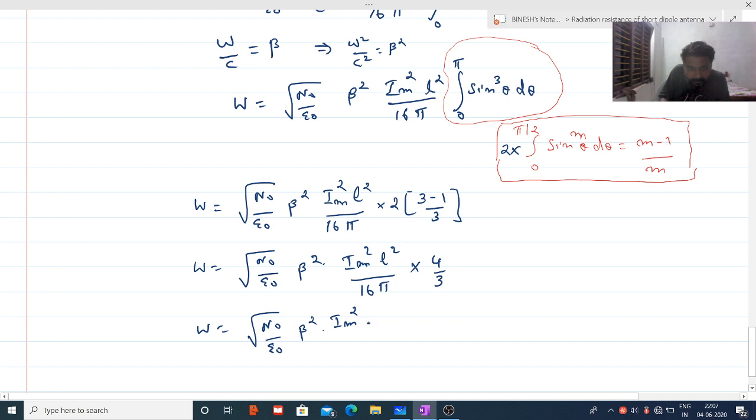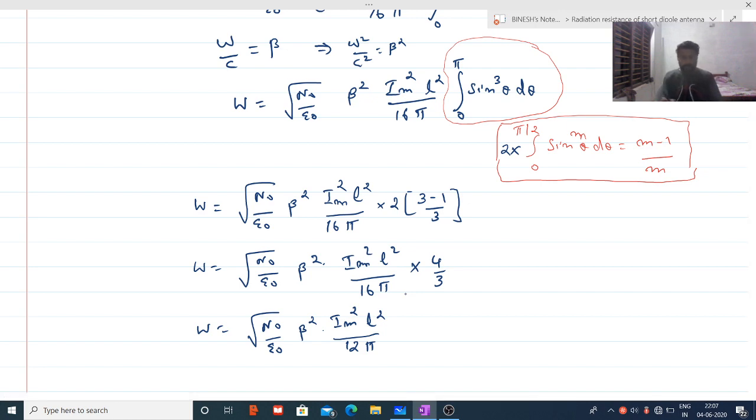I'm writing each and every step, okay, that's why. 16 pi, sorry, 16 pi, that is this 4 and 4. Look at it, so you will have 4 into 3, that is 12 pi, because 4 and 4 can cancel, 4 and 16, only 4 pi will be there. This 4 goes, 4 into 3 is 12, so it will be 12 pi.